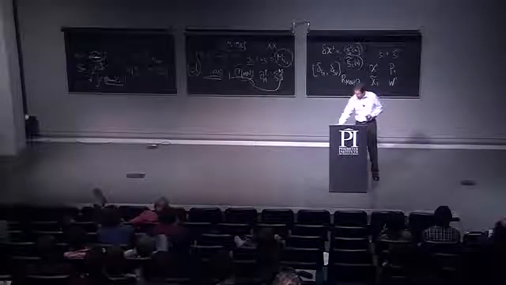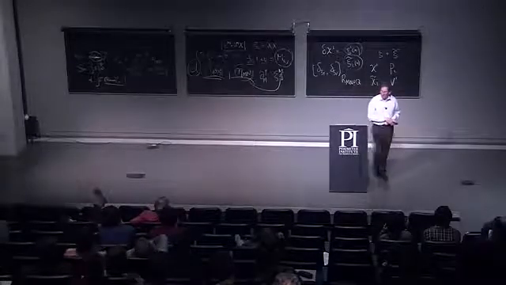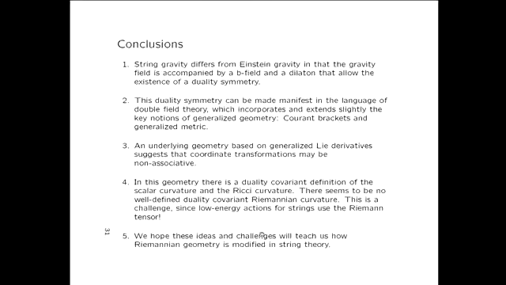So that brings us to the end of the talk. Let me summarize the points we've made. The first one is that string gravity differs from normal Einstein gravity in that the gravity field is always accompanied by a B field sourced by the strings and a dilaton that allows the existence of a duality symmetry. This symmetry can be made manifest in the language of double field theory that uses the idea that coordinates are doubled and extends key notions of generalized geometry.